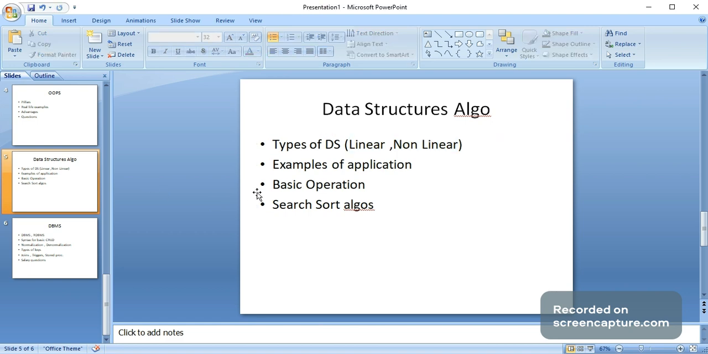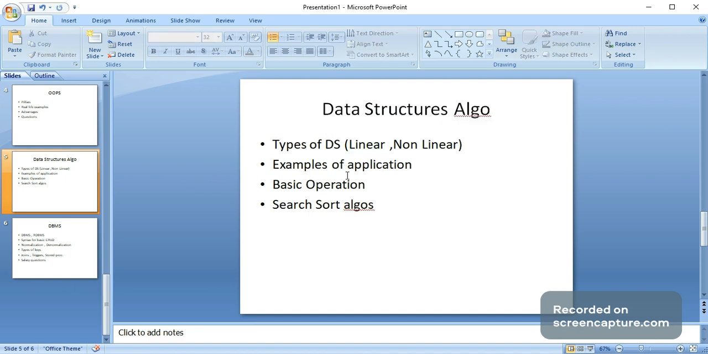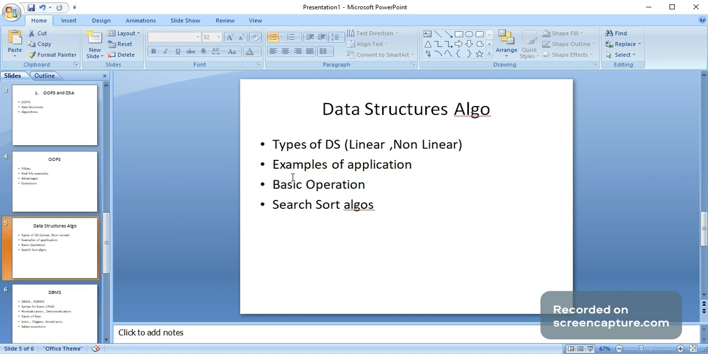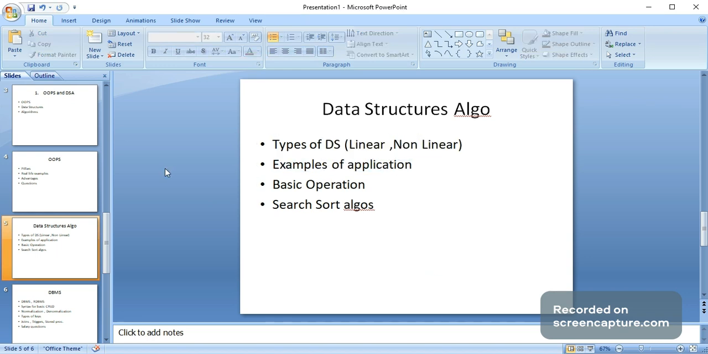But for those people who still don't have an idea, please at least prepare for the linear part. Now in linear we have stack, queue, etc., arrays and all. At least prepare for that. Under that also, in the linear part, try to get applications of each of the data structures that you have learned.